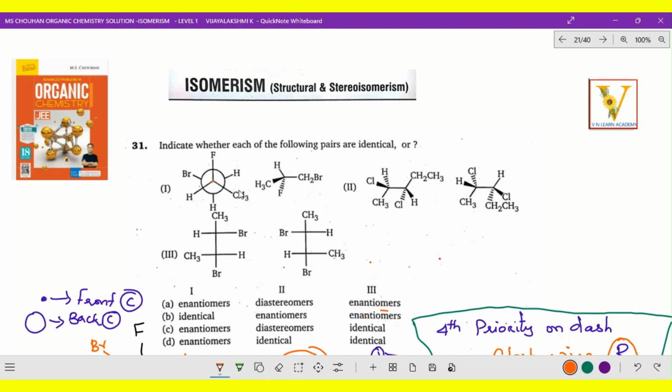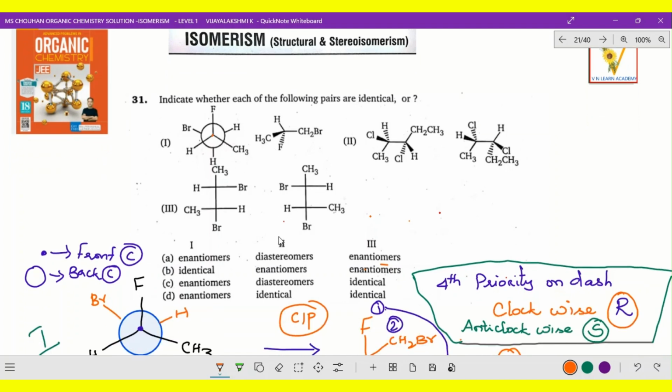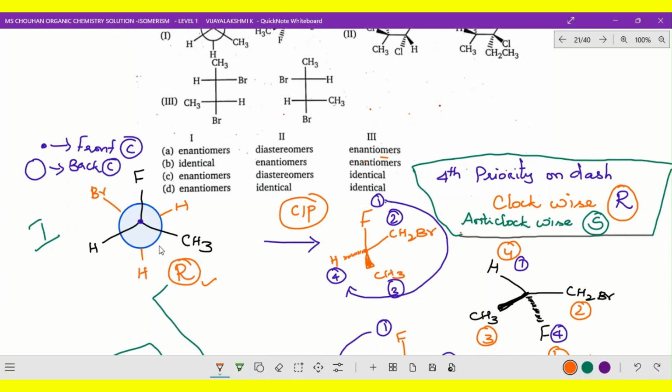Now in the first pair, just observe these two. I just bring it to your notice. In the first compound of the first pair, we have CH3, CHF, and then at the back CH2Br. The dot is the front carbon and the circle is the back carbon. It's a Newman's projection, but I'm converting this into a Fischer projection, with head and tail like a wedge and a dash.